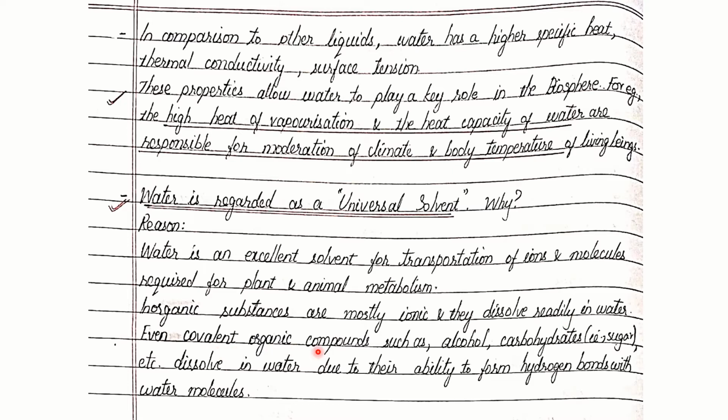Also, covalent organic compounds like alcohol, carbohydrates, for example sugar, and so on, they dissolve in water due to their ability to form hydrogen bonds with water molecules. Clear. Now, why do organic compounds like alcohol, sugar, and so on, dissolve in water? It is due to their ability to form hydrogen bonds with water. Since water can dissolve various substances and is widely used for preparing so many solutions, it is a universal solvent.